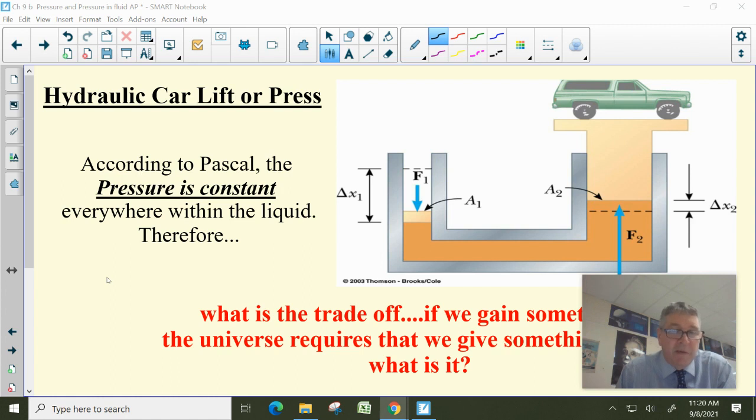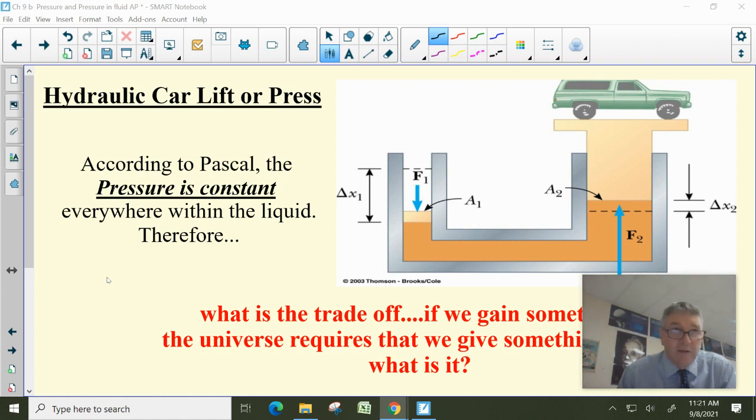So if you think about it, take a second to think about this, and just kind of give away in the picture. What's the trade-off? And if you think about it, there's no law of conservation of force, but there is conservation of energy. And obviously you heard that last year, but conservation of energy is also conservation of work. Remember the work energy theorem.